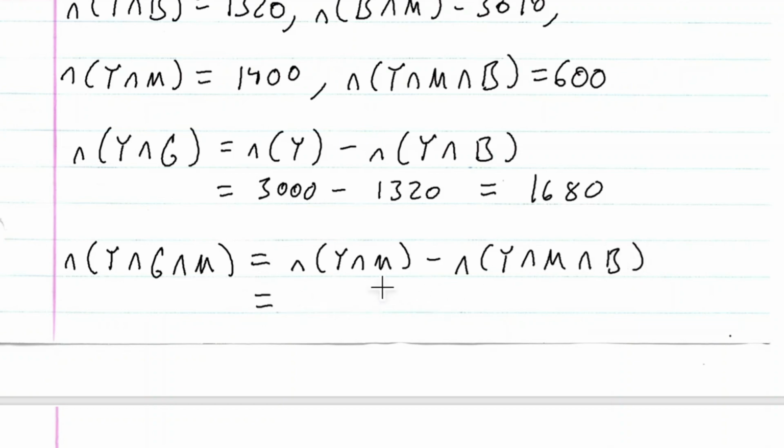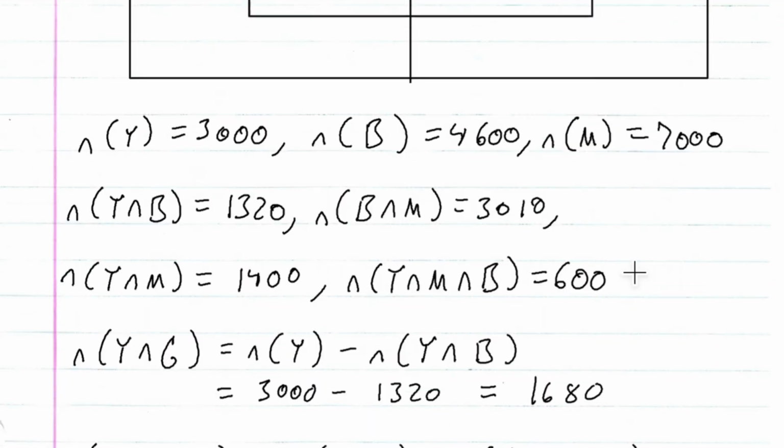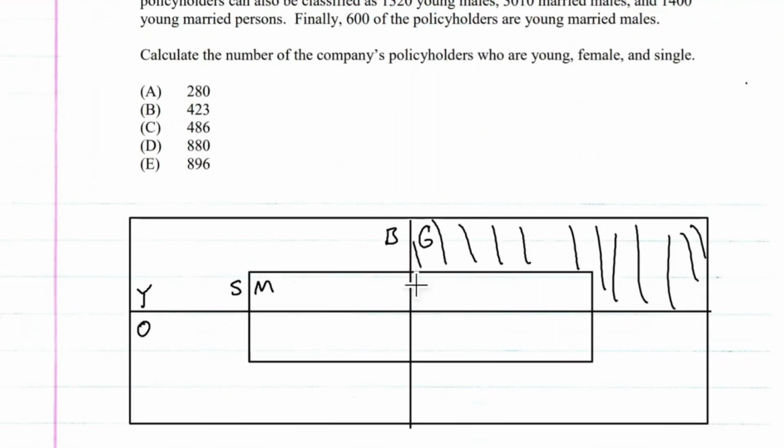So young and married is 1,400, and young and married and male is 600. So that gives me 800. Now I have young, girl, and married. So this is easy now.